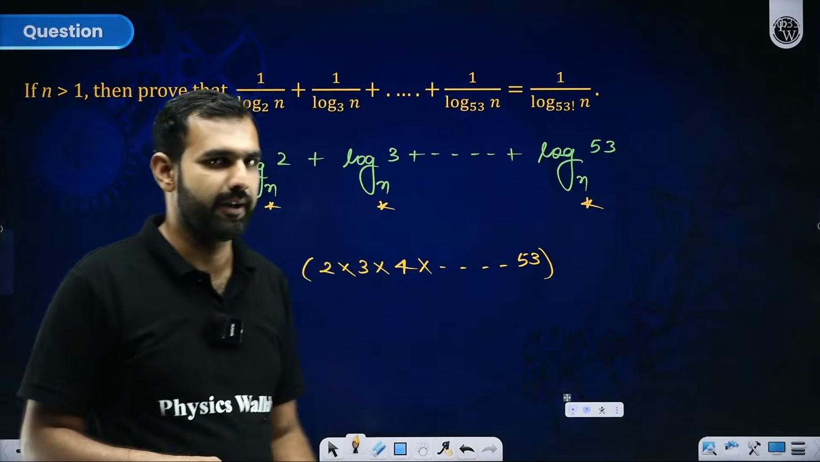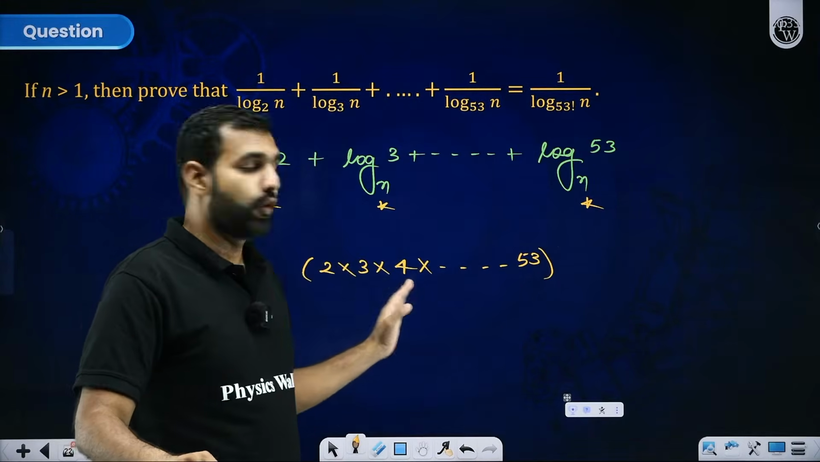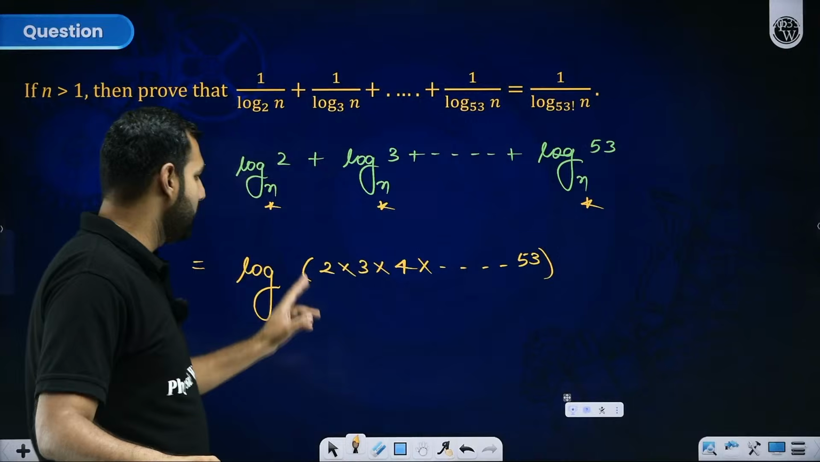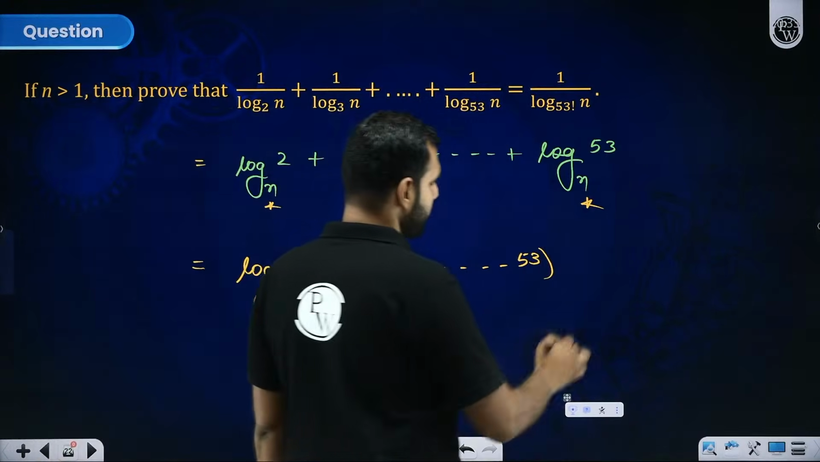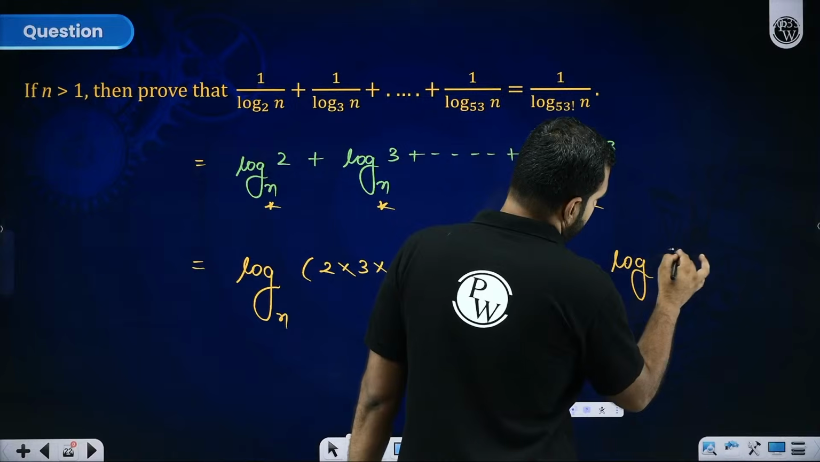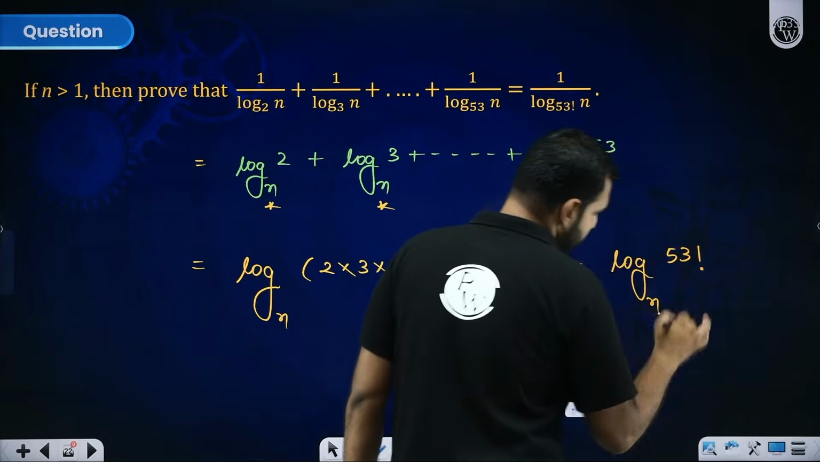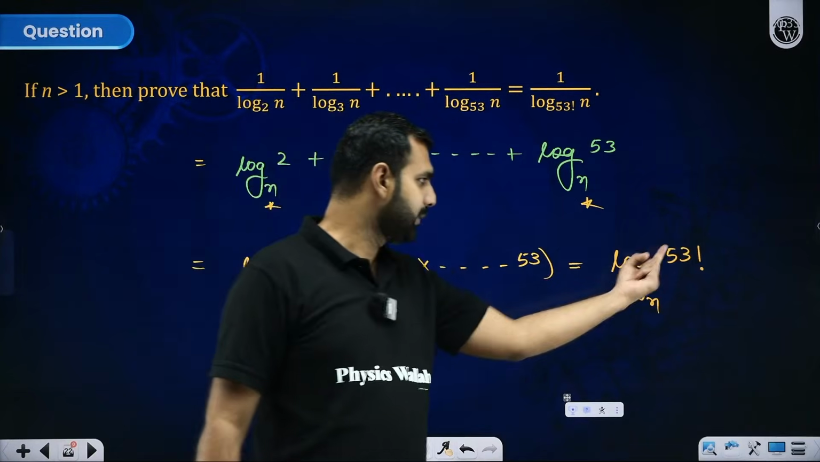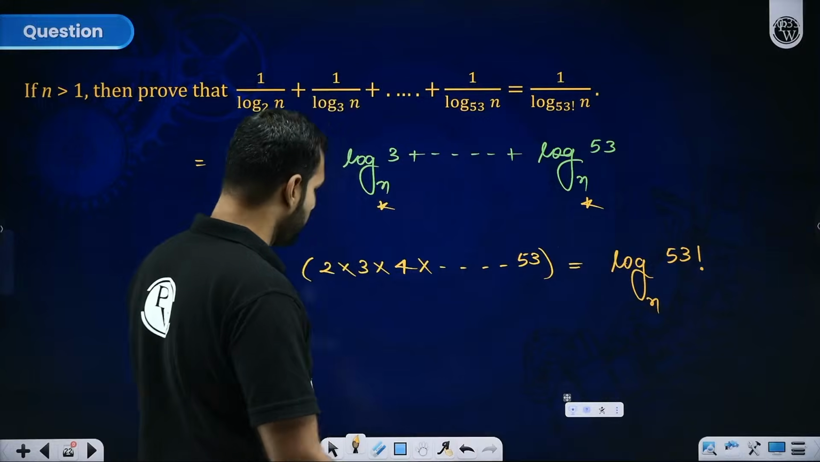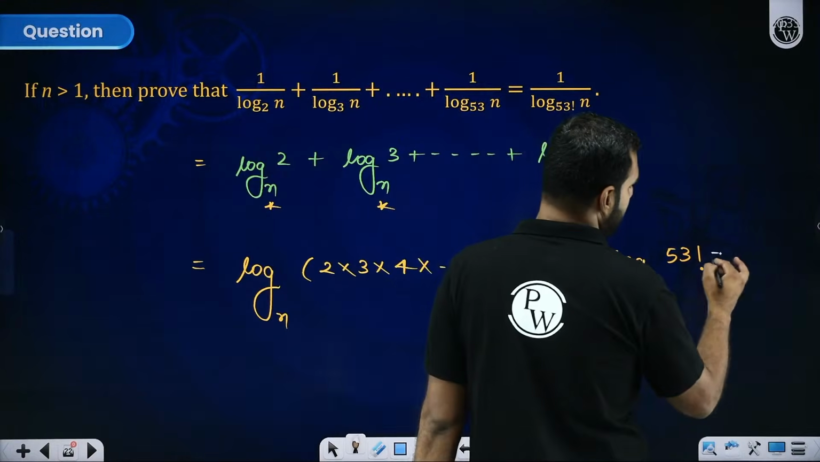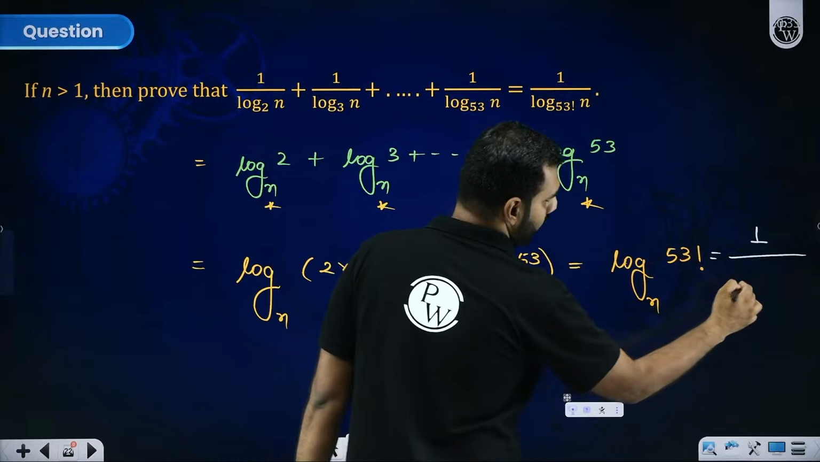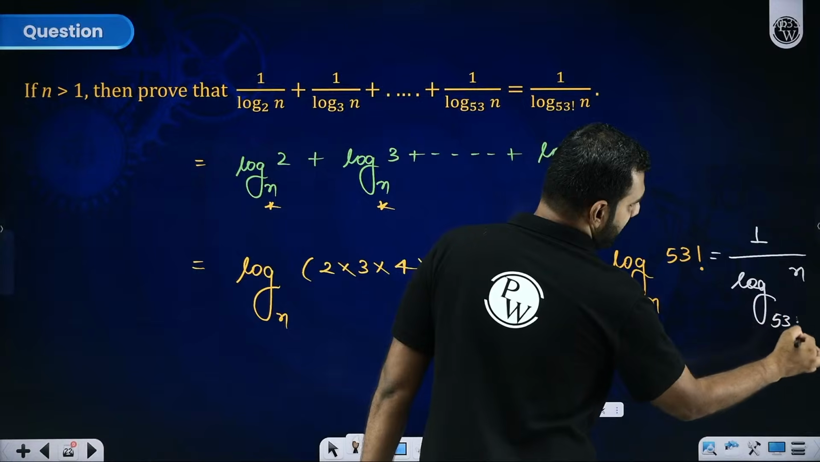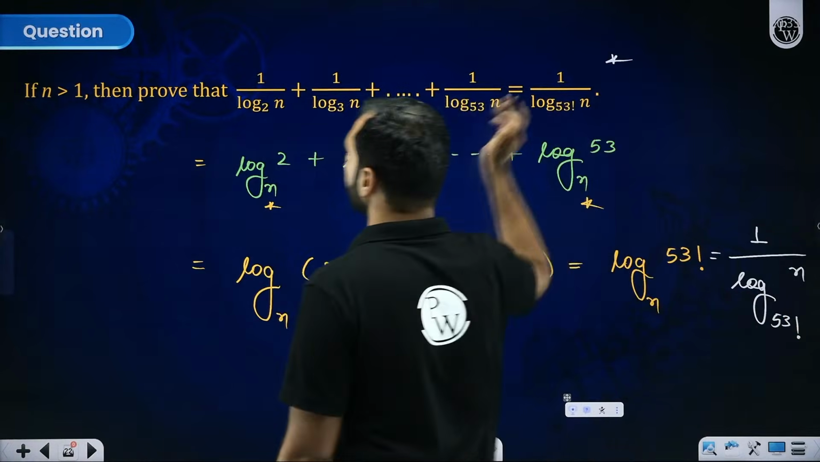Definitely, Sachin, we would someday. 1 into 2 into 3 into 4 until 53 is nothing but what? 53 factorial. And if it is 53 factorial, I think I do have the answer now, because it is log of 53 factorial at base n. If I swap, again, 53 factorial and n, you can simply take their reciprocal and write it as 1 by log of n at base 53 factorial, which you were supposed to prove.